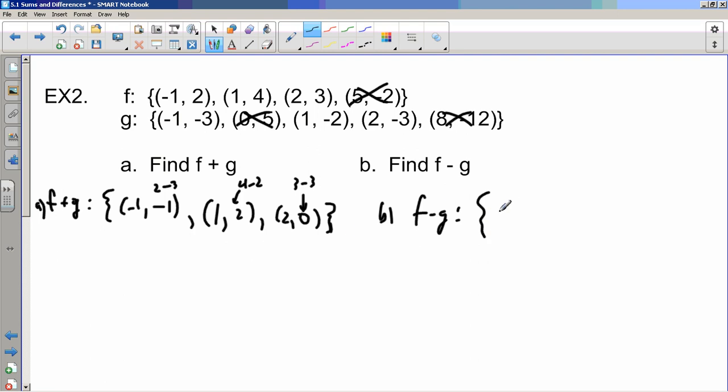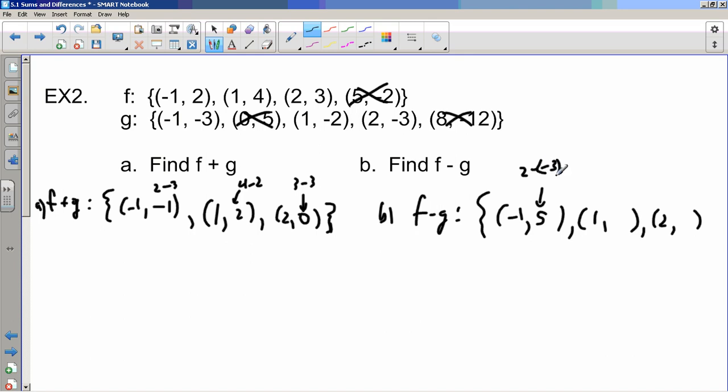I know I'm going to have all the same domain values, right? Because the function is still defined for all the ones where it's defined in the two separate functions, but I just combine them in a different way. I do the difference. 2 subtract negative 3 is 5. Right? Be careful with your integers.